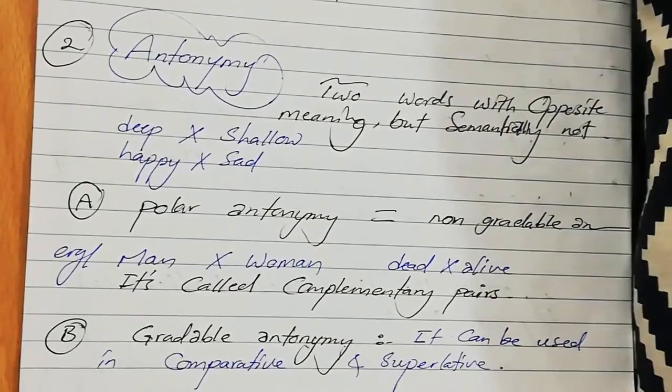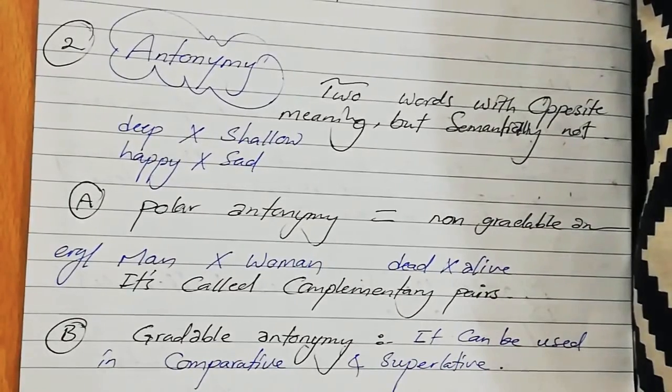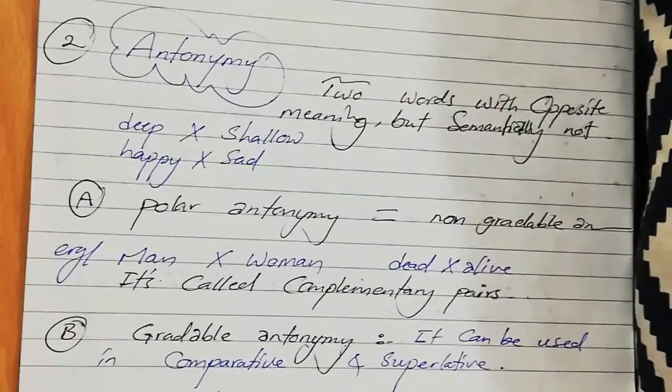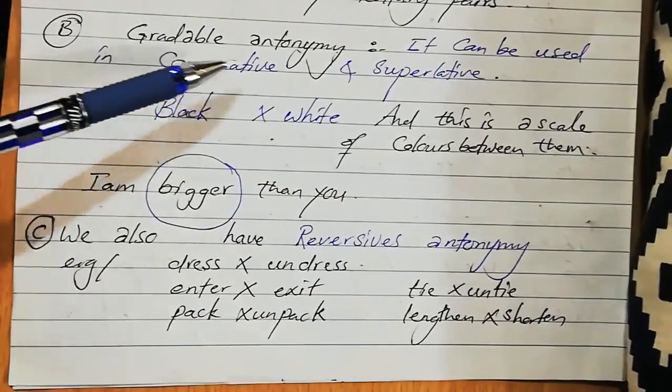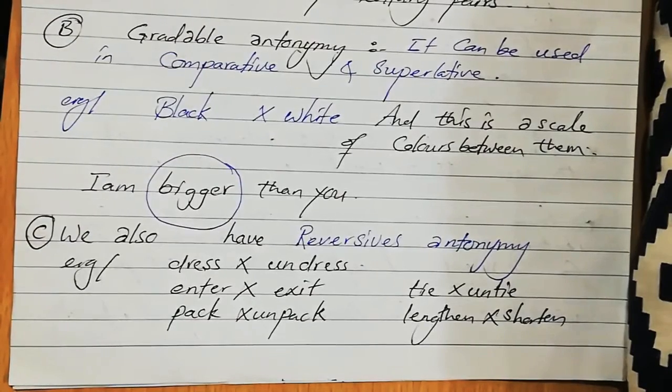Okay, this is called complementary pairs. Pairs of bases that link together. B is gradable antonymy, it can be used in comparative and superlative.